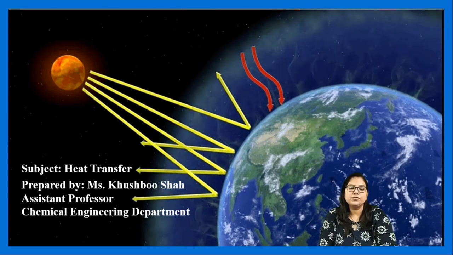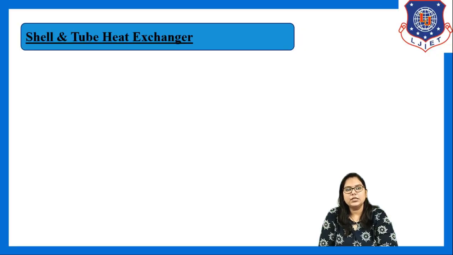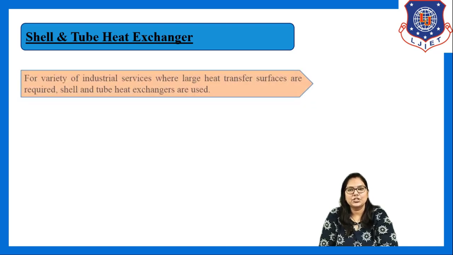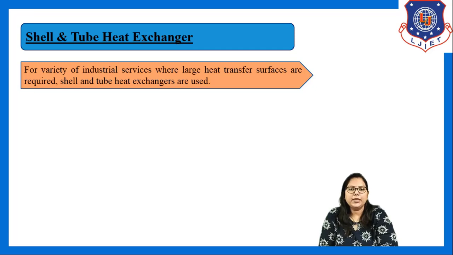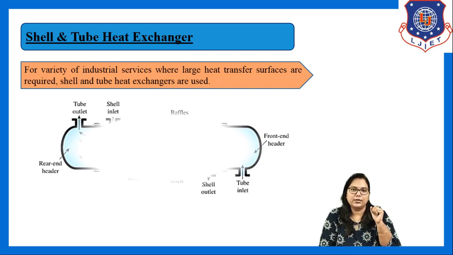Now in today's session, we will see one of the important types of heat exchanger, which is known as the shell and tube heat exchanger. Shell and tube heat exchanger is used in industry for a variety of applications where large heat transfer surfaces are required. Its application is very wide in industry, and particularly it is used where a large heat transfer area is required.